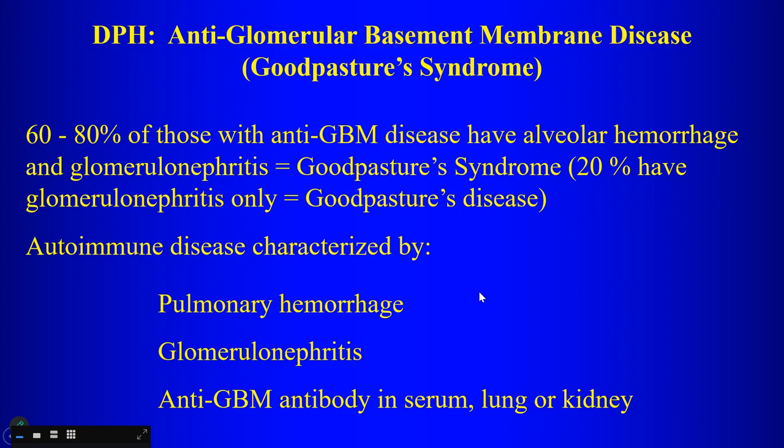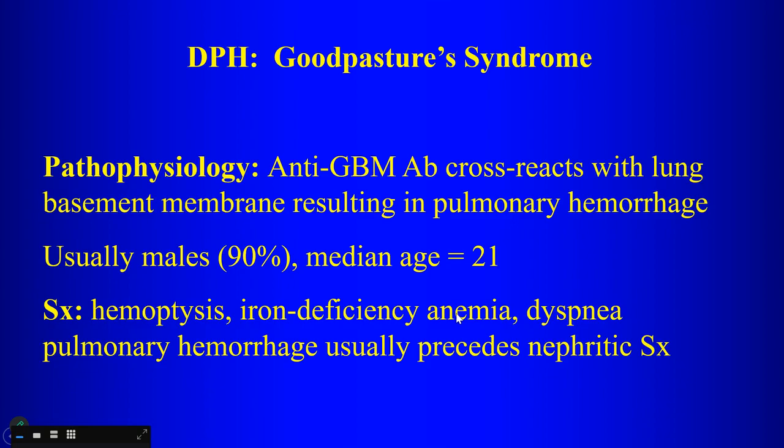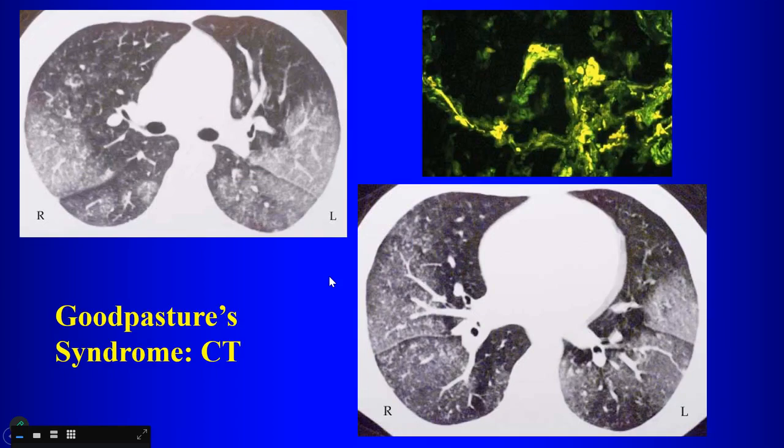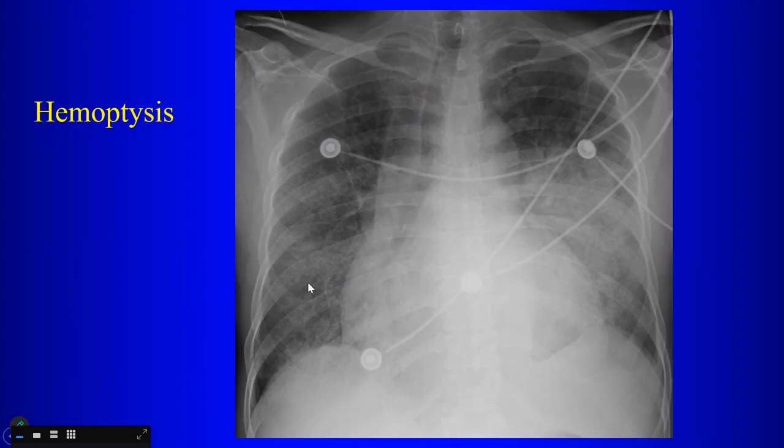Autoimmune disease, pulmonary hemorrhage, glomerulonephritis, the antibodies found in the serum, lung, or the kidney. So that cross-reacts with the lung basement membrane, that causes the pulmonary hemorrhage, usually in males. Hemoptysis, anemia, pulmonary hemorrhage. And the hemorrhage can clear fairly rapidly within a few days. The consolidations can get better. Characteristically, the apices and costophrenic angles can be spared. Immunofluorescence can help to make the diagnosis for the abnormal antibodies. So that is Goodpasture syndrome, a cause of pulmonary hemorrhage.